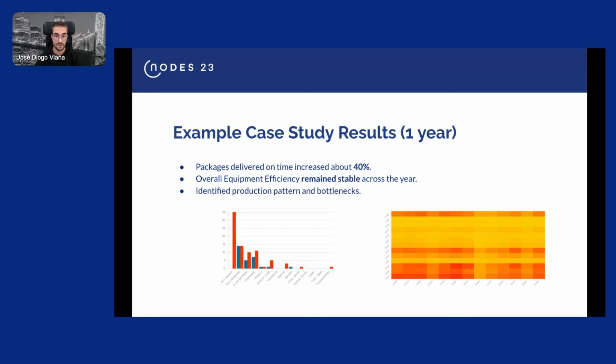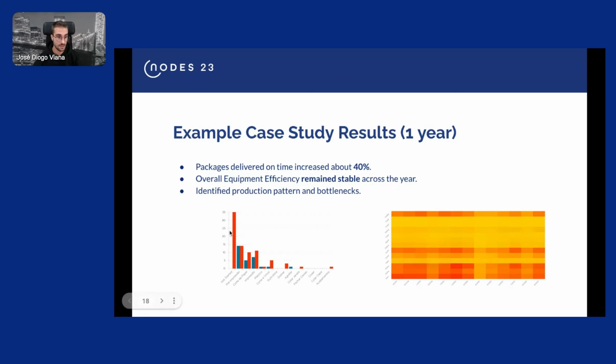What I mean by this is that it doesn't necessarily have to be a machine, but can be a worker or an employee, and it basically means that they kept a high performance, in terms of the percentage of the time they should be working and the production rate expected. And also, we identified production patterns and bottlenecks.